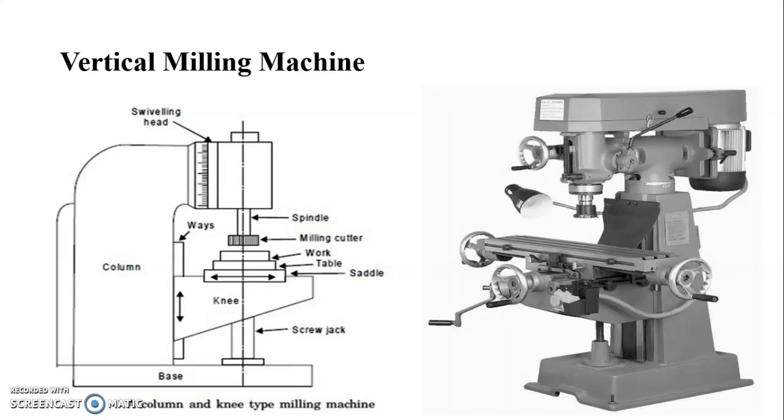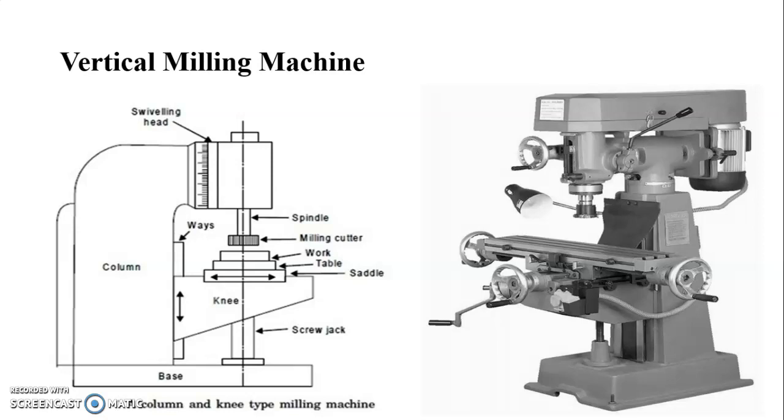So the first part, that is the base. It is a heavy cast iron casting at the bottom of the machine and it carries a column at its one end. It also serves as a reservoir for the coolant. The next part, that is the column. A vertical column is mounted on the base. The overarm of the machine is made integral with the column. The column carries a head at its front which carries a vertical spindle.